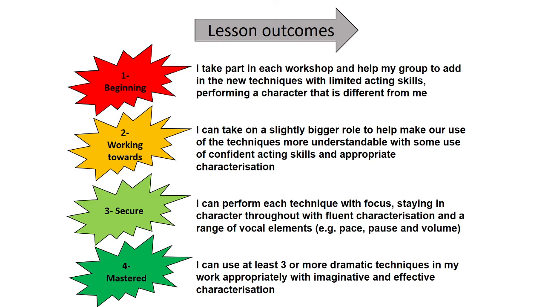So you've got the lesson outcomes here. The first one is to take part in each workshop and help your group to add new techniques with acting skills and performing a character that is different from me. The second one is to take on a slightly bigger role with more techniques, be confident with your acting and have appropriate characterization. Number 3 is perform each technique with focus, staying in character and using a range of vocal elements such as pace, pause and volume, like we've talked about previously. And you can use at least 3 or more dramatic techniques in your work appropriately with imaginative and effective characterization. That is number 4.